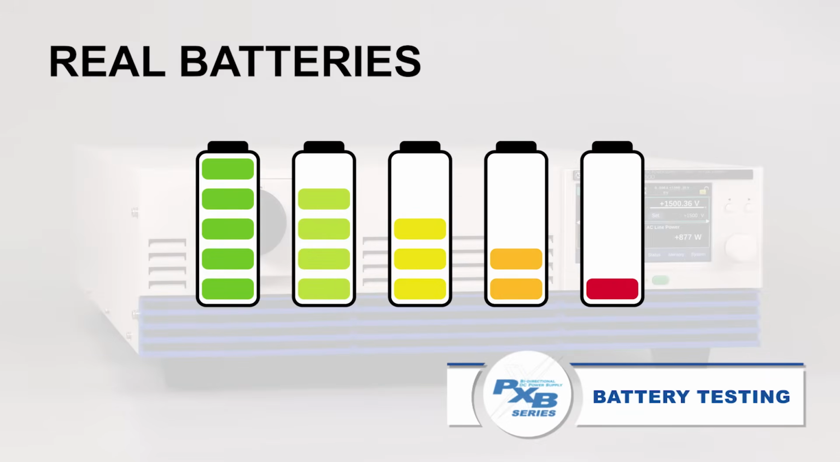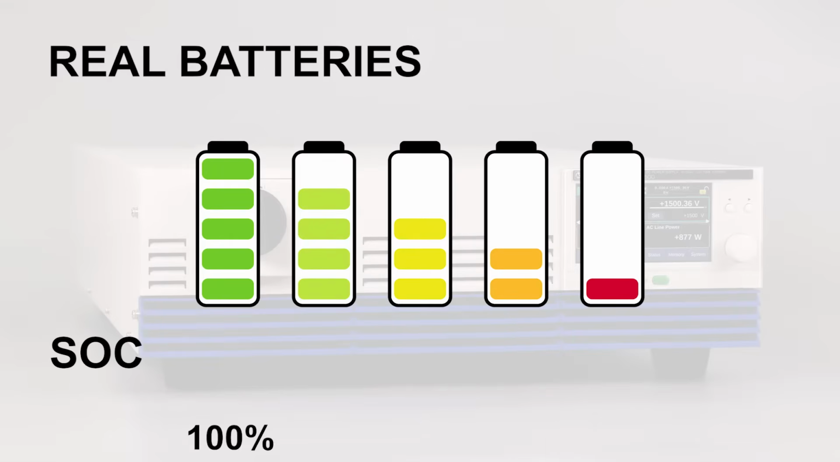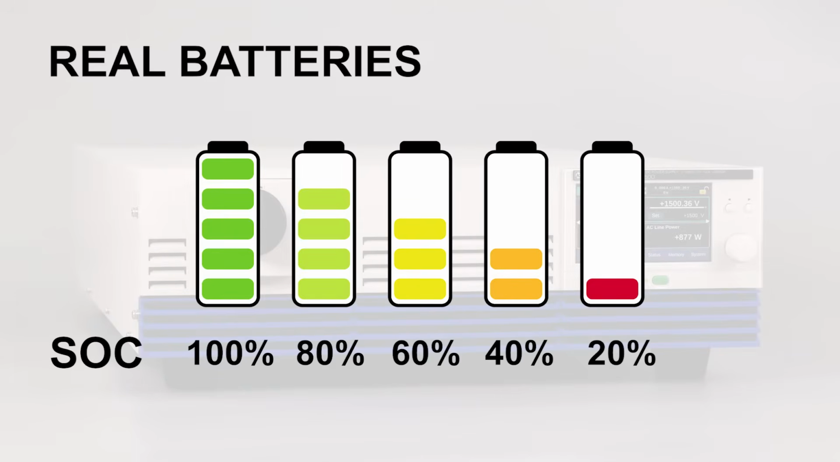Now, let's talk about the battery testing. To test real batteries, we would have to prepare a battery for each SoC, state of charge. It would not only be complicated, but also time-consuming. In addition, testing using real batteries lacks repeatability because of, for example, different temperature characteristics.